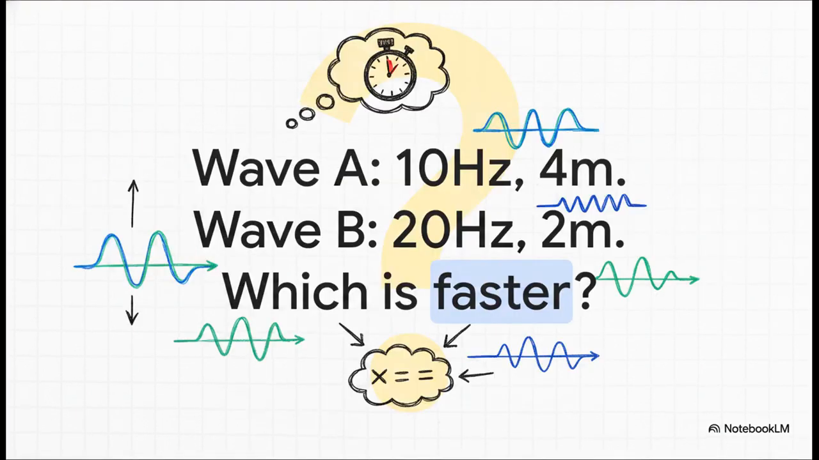Let's challenge you with a little wave math question straight from the exam bank. Wave A has a frequency of 10 Hz and a wavelength of 4 meters. Wave B has a higher frequency of 20 Hz, but a shorter wavelength of 2 meters. So, which one travels faster?